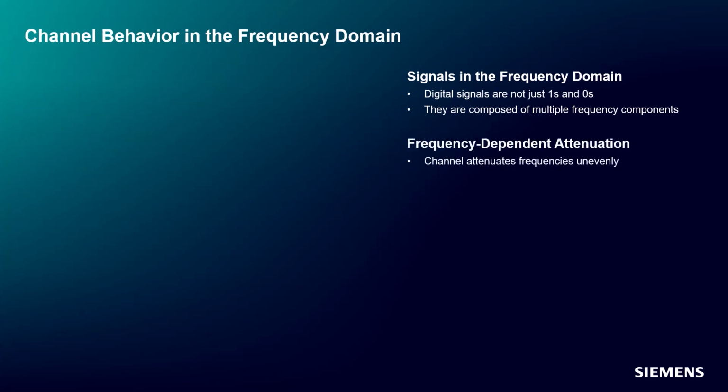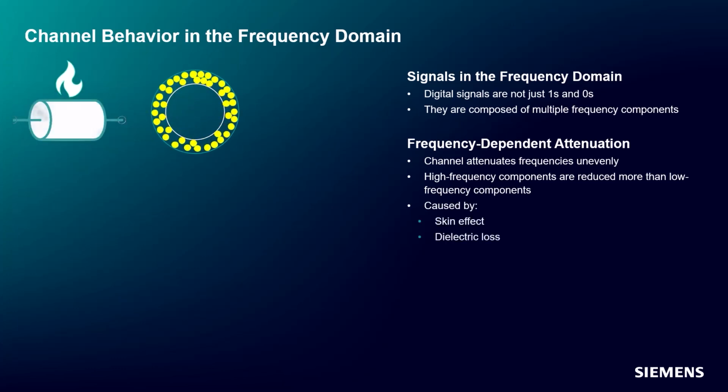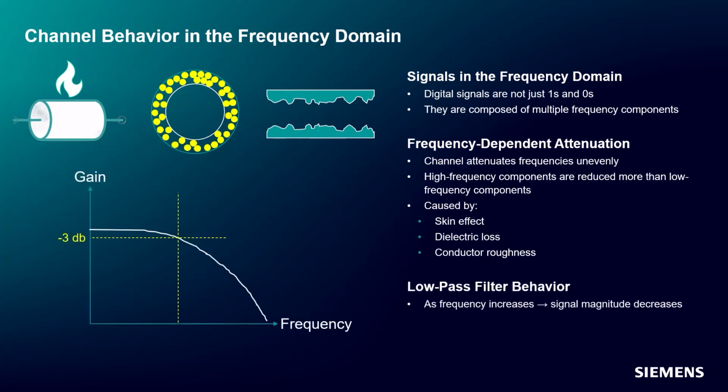The channel attenuates different frequencies by different amounts. In general, high frequency components are attenuated more than low frequency components. This is due to effects like skin effect, dielectric loss, and conductor roughness. As frequency increases, losses increase, and the signal loses its high frequency content. From a frequency domain perspective, the channel behaves like a low-pass filter.